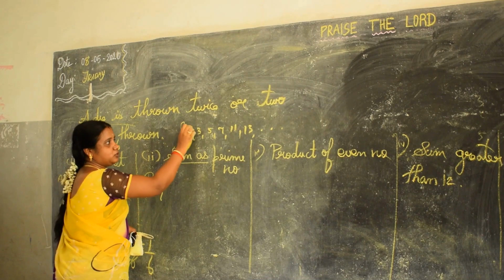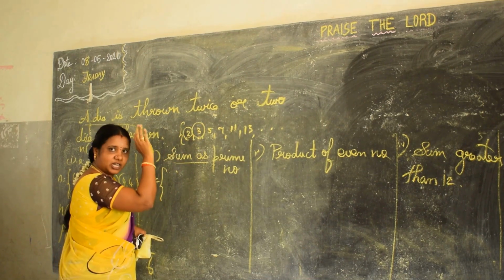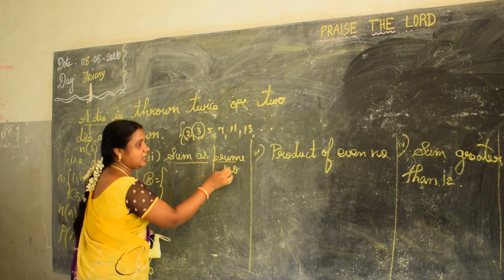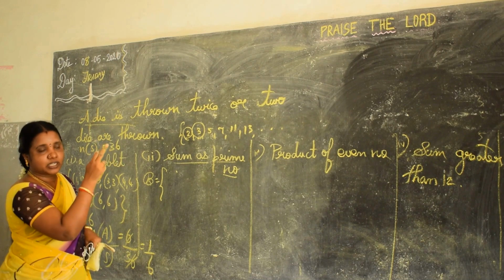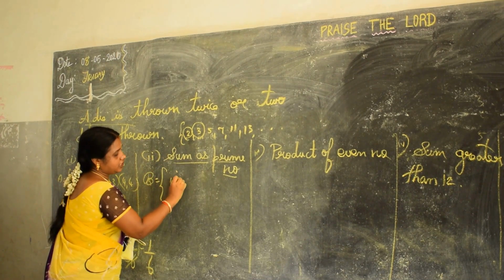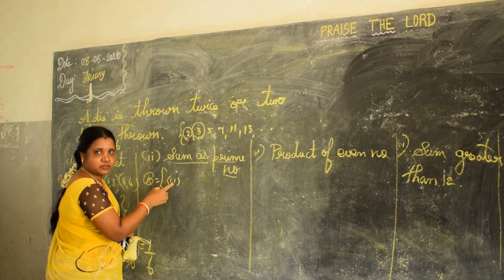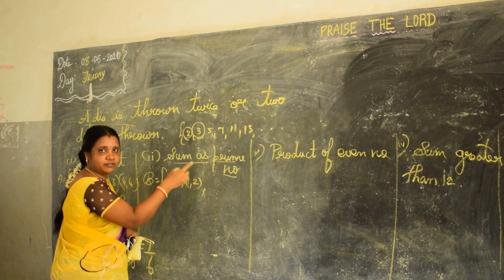See here, take 2 or 3. Which table will it come in? It appears in only the 1 table, or the 2 table, or the 3 table. That is only a prime number. Sum as a prime number, you have to add our sample space outcomes, and our answer should be prime. See here. 1, 1. If you add this, you will get 1 plus 1 is 2. Next you can write 1, 2. Add it and see, you will get 3.